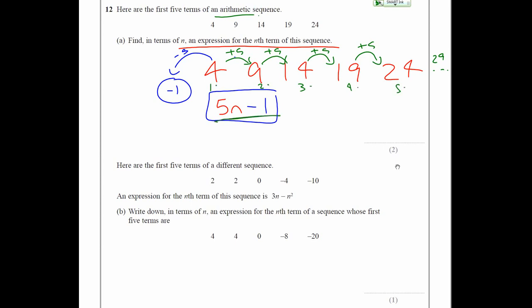So try it out. The first number, 5 times 1, take 1, 4. The next number, 5 times 2, 10, take 1, 9. 5 times 3, take 1, 14. You get it? It's a good trick, isn't it?